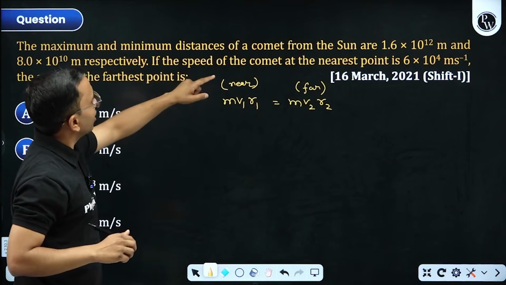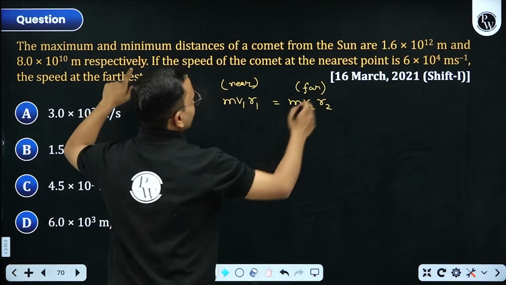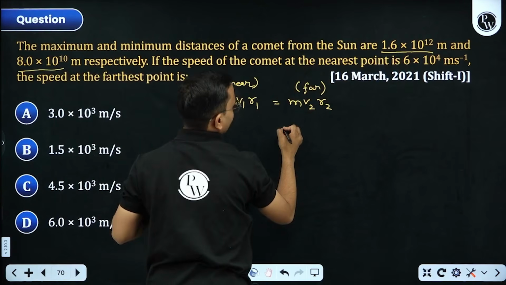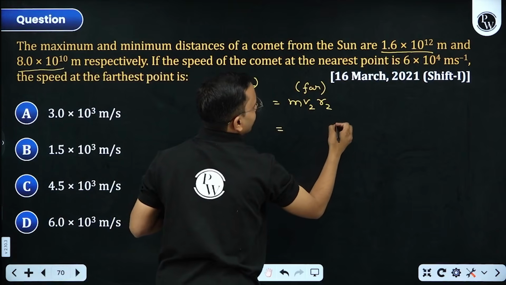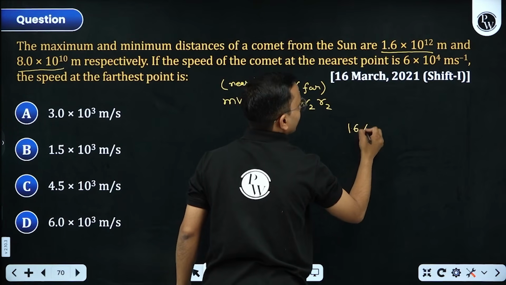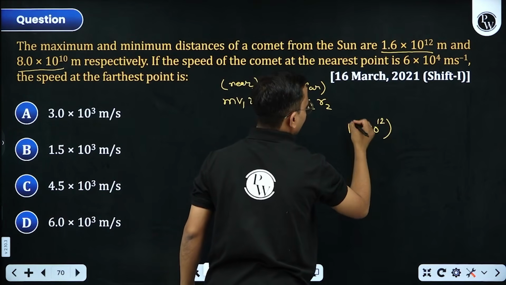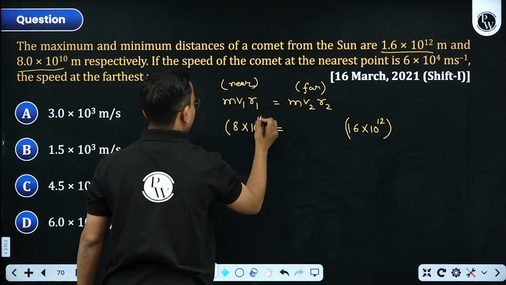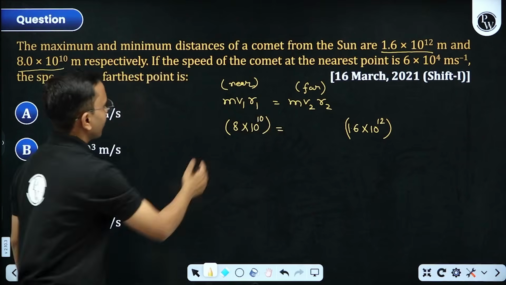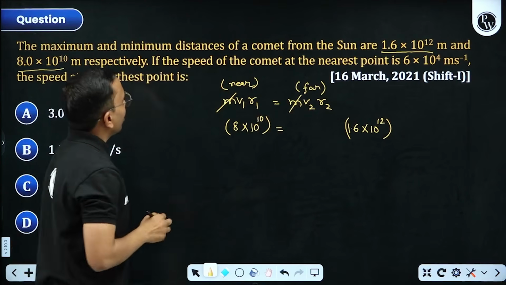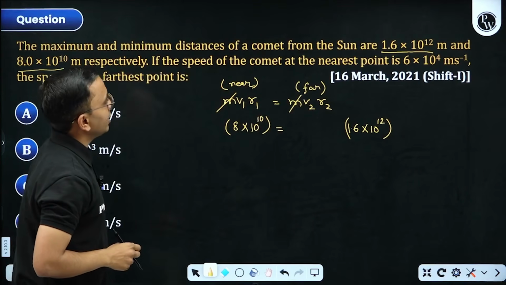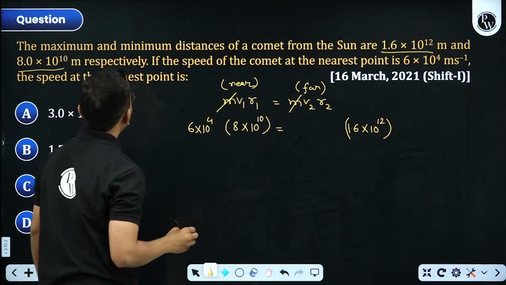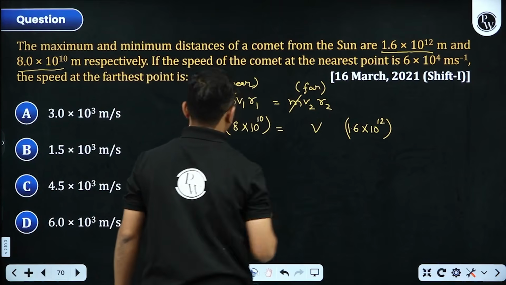The maximum and minimum distance. So this is the maximum distance, this is the minimum distance. Maximum is 1.6 into 10 to the power 12. Minimum is 8 into 10 to the power 10. If the speed of the comet at the nearest point is 6 into 10 to the power 4, and speed here I need to find.